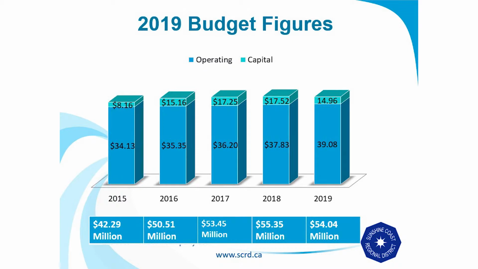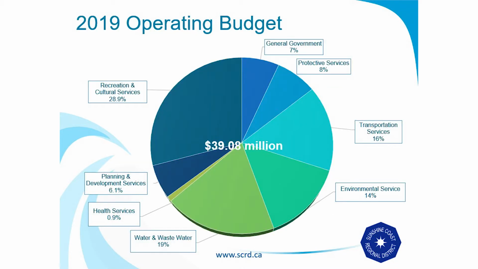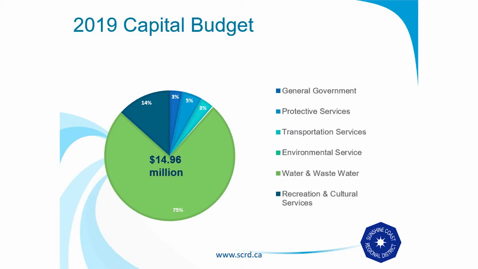The SCRD has an estimated $54 million budget. The operating budget is projected at over $39 million, which is $1.25 million over 2018. These reflect the previously mentioned budget impacts for 2019 as well. The capital budget for 2019 is estimated at almost $15 million. However, it's important to understand that this includes past carry-forward projects approved from prior years.